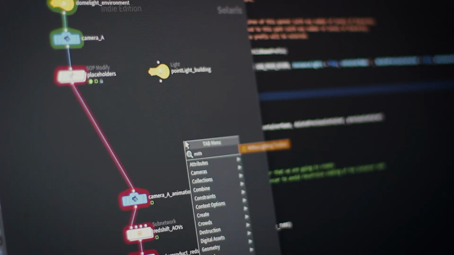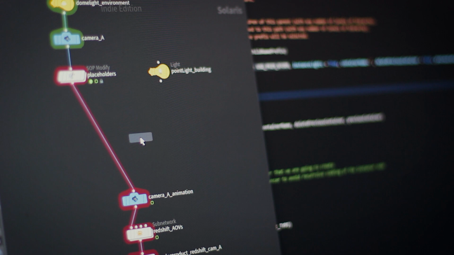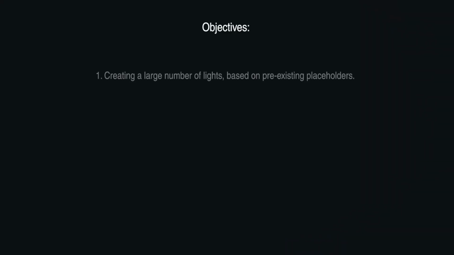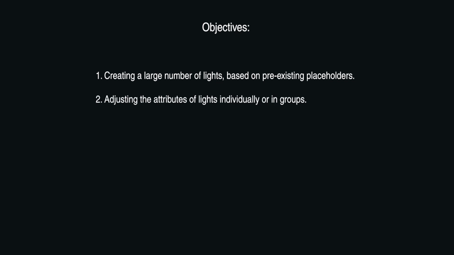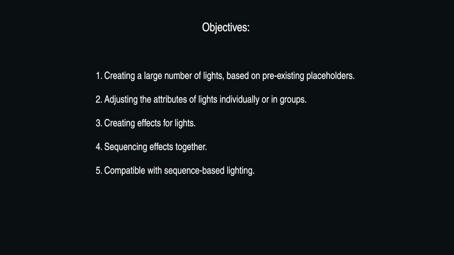So I started my journey by setting a few objectives for the toolbox to guide me along the way. Using this toolbox, I want to be able to create a large number of lights based on pre-existing placeholders. I also want to be able to adjust the attributes of lights individually or in groups. I also want to be able to create effects for lights and sequence those effects together to create even more complex effects. And finally, I want the toolbox to be compatible with sequence-based lighting and USD workflow to make it as future-proof as possible.